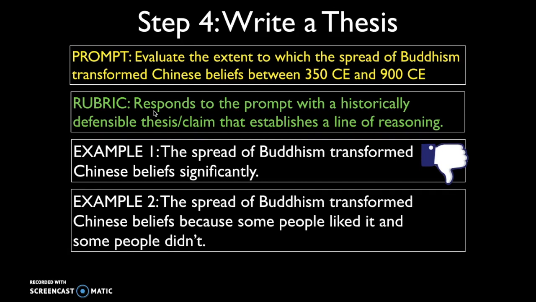Here's a second example. The spread of Buddhism transformed Chinese beliefs because some people liked it and some people didn't. Hopefully with this one as well, I think that this also would not meet the threshold, because there really is no historically defensible claim here. I mean, whenever you are dealing with anything, obviously some people are probably going to like it, some people are not going to like it. So there's not really sufficient specificity and clarity in your claim.